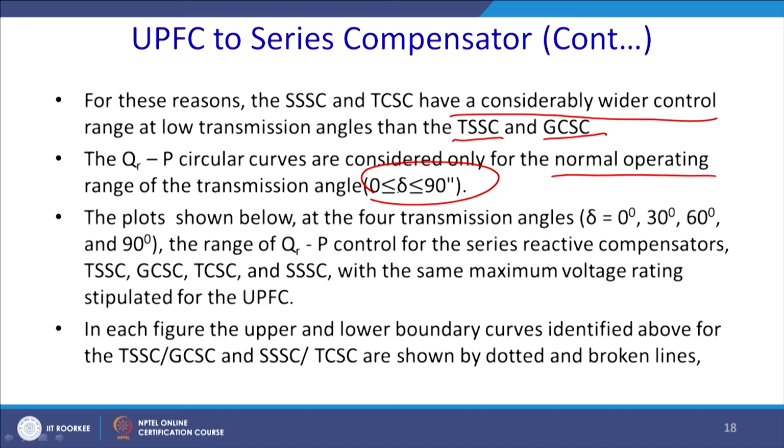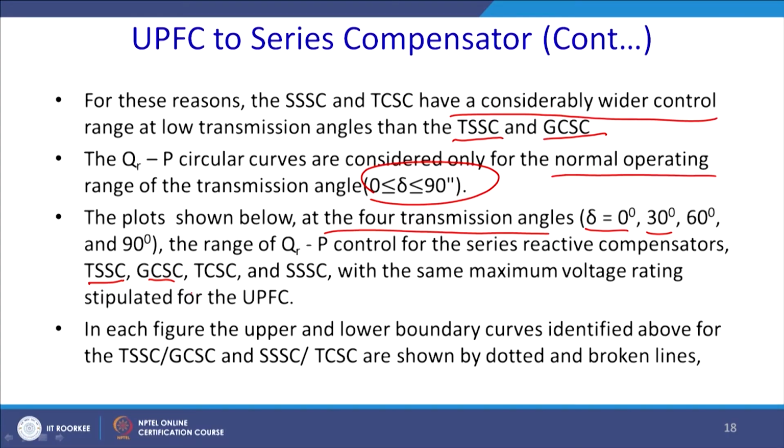The plot shown below is for transmission angles delta equal to 0, delta equal to 30 and delta equal to 90, same as we have done in the case of the PAR. We are going to repeat the same thing with series compensation for TSSC, GCSC, TCSC and SSSC with the same maximum power rating as stipulated by the UPFC. So, we should have an apples-to-apples comparison.